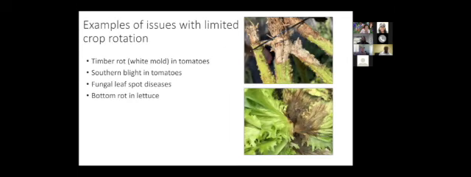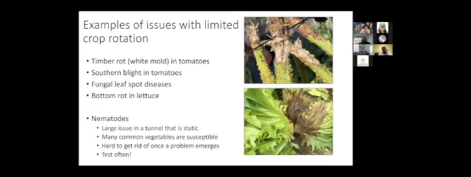Some examples of this are timber rot or white mold in tomatoes, southern blight in tomatoes, your fungal leaf spots like Sherry talked about, which are going to move back up from the soil and the residue, and something like bottom rot in lettuce, which we've seen a lot near Little Rock.